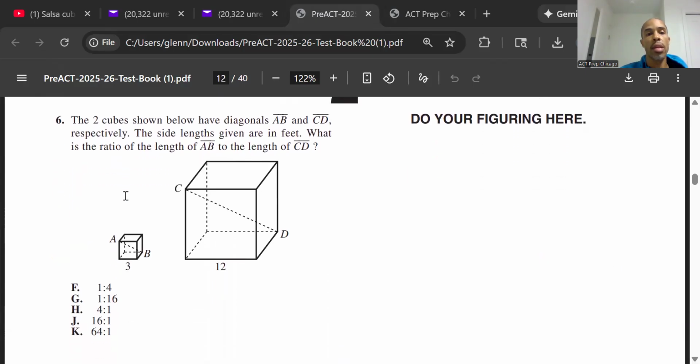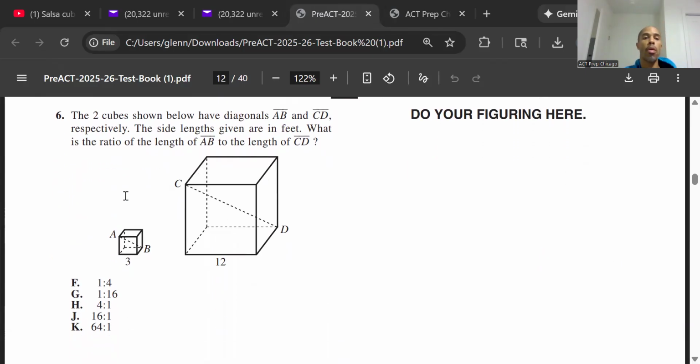Number 6, it gives us two cubes. It gives us a small one and a big one, shown below, that have diagonals AB and CD, respectively. Now, because they're both cubes, that means they share the same properties, which is essentially each side is the same. They all have 90-degree angles, but they're going to be proportional because they are the same figure. And we can see there's a 3 to 12 portion of the small to the big one. The side lengths given are in feet. What is the ratio of the length of AB to CD?